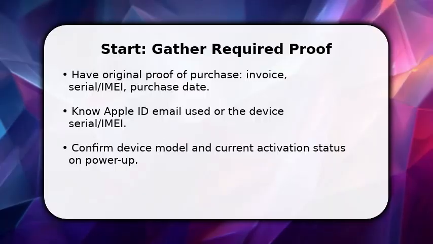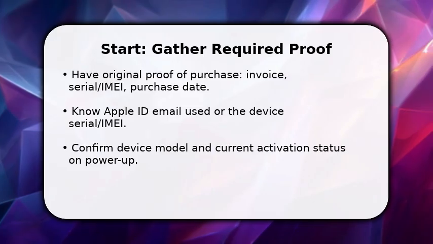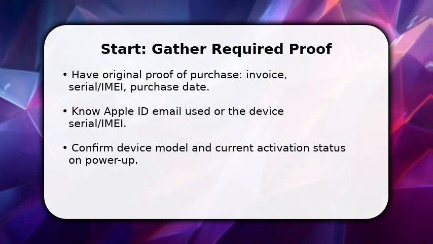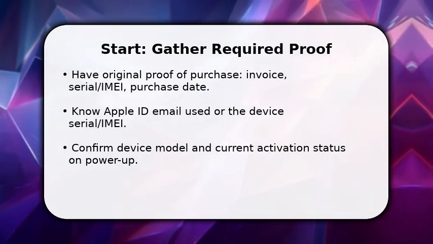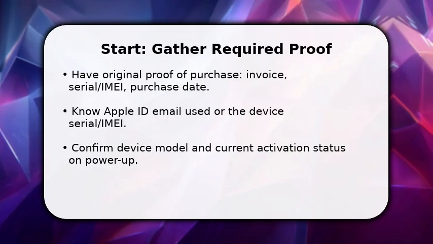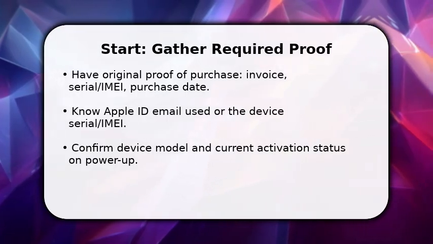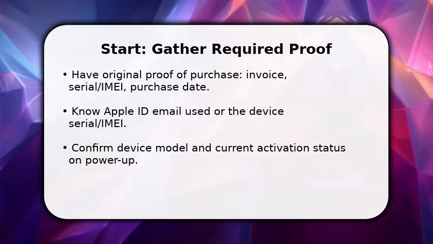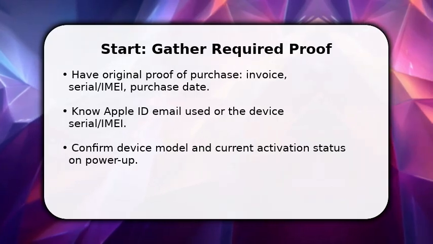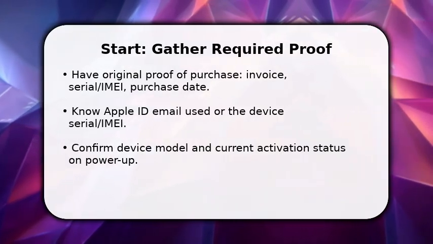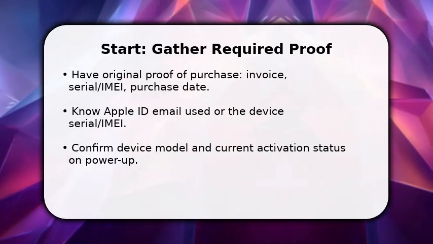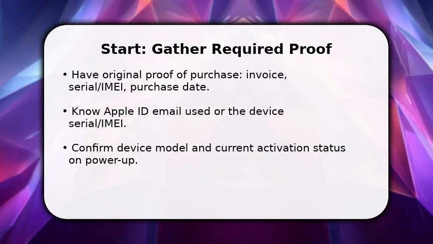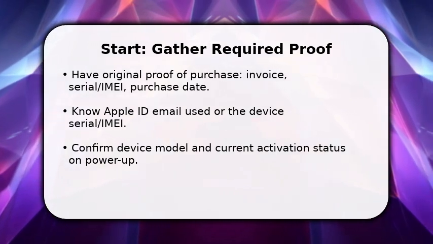You start by assembling the key documents and details so the removal process is legitimate and efficient. You need the original receipt, the device serial or IMEI, and the Apple ID email if available. Once you have those, sign into iCloud or check the device activation screen to confirm the activation lock message. Make sure to note the exact wording and any error codes. This initial verification saves time when you contact Apple or the seller and protects you from illegitimate bypass attempts.